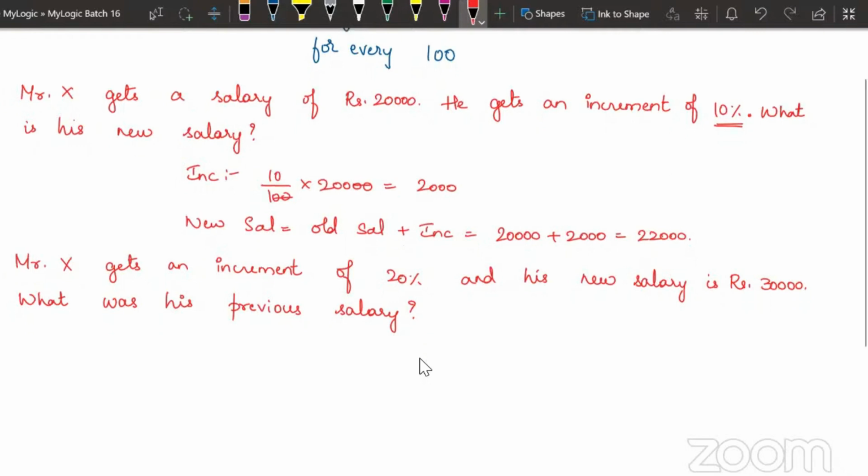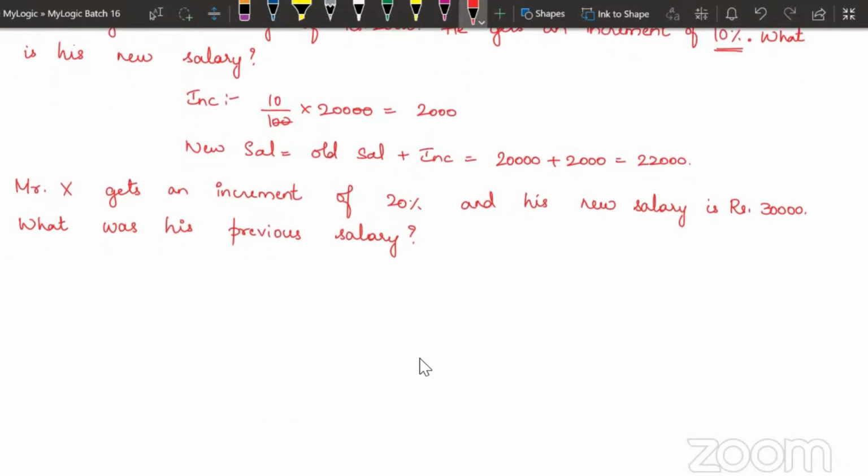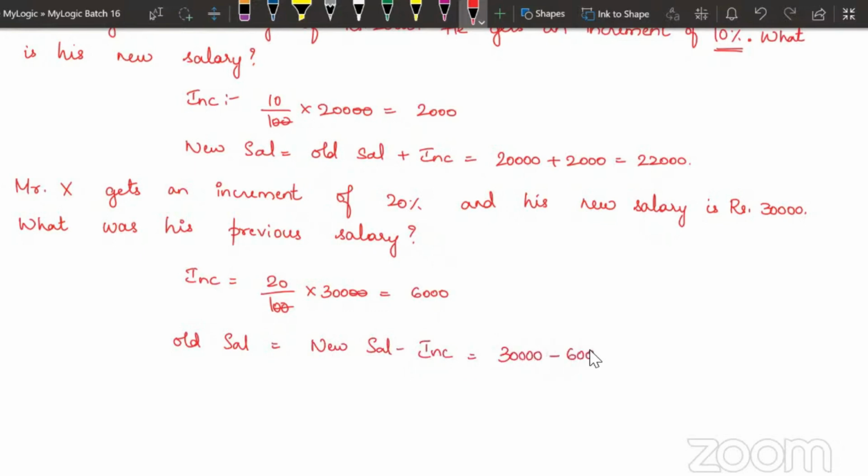Fine. So many of you might think the answer is 24,000 because you will be calculating increment, right? You are calculating 20% of 30,000, which gives you 6,000. And then you are calculating old salary as new salary minus increment, isn't it? Which gives you 30,000 minus 6,000, which gives you 24,000, correct?